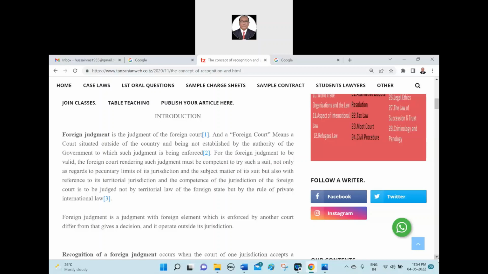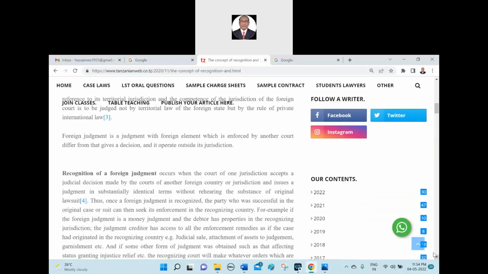Because of the treaties, conventions, etc. There, for jurisdiction, we don't consider the territorial law of the foreign state, but the rules of private international law will come into the picture when the matter comes to jurisdiction. Did you get my point?